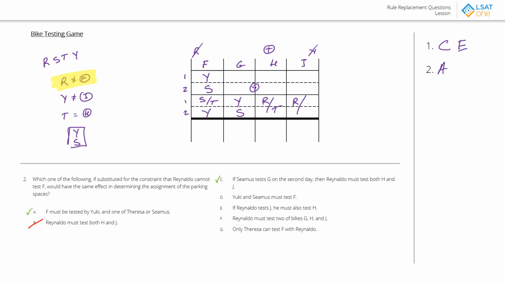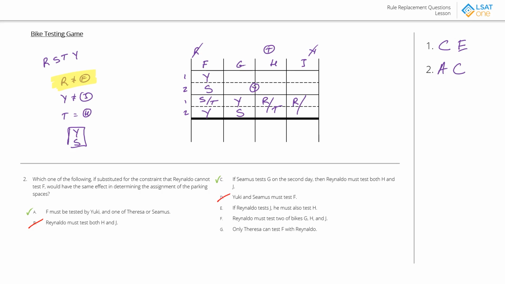So this is viable. Next, D. Y and S must test F. Now this, you'll notice, never had to be true because we could have just as easily had a T here. So this, since it never had to be true, is a good enough reason to get rid of it.